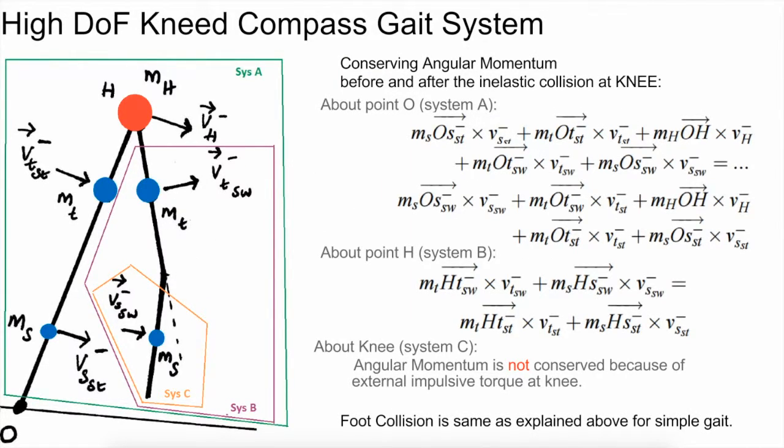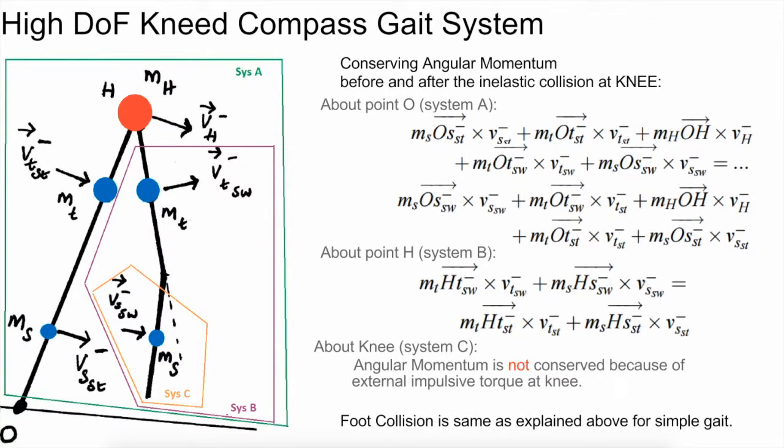With more detail, we can see here the exact derivation of how we calculate the conservation of momentum about the stance foot and about the knee during collisions. It's clear that the tangential velocity of every point can be defined based on the rotation of the individual limb about its connecting joint.